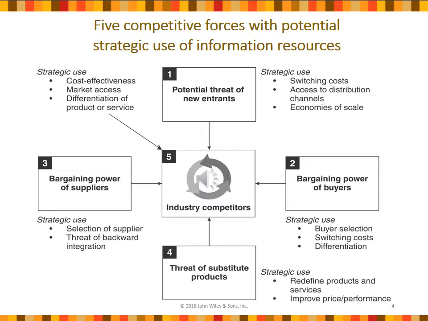Okay, so the first model or the first framework is the five competitive forces with potential strategic use of information systems or information resources. So now, first we will discuss the meaning or the components of the five competitive forces model, and then we will see how to use information systems in order to help make this model more efficient and achieve the objectives behind this model.